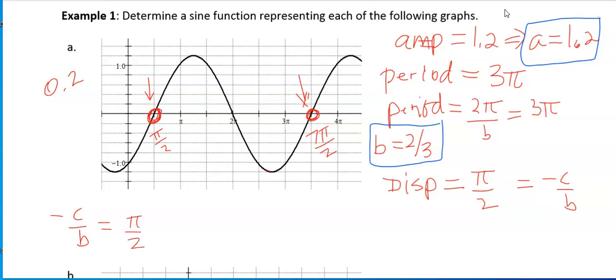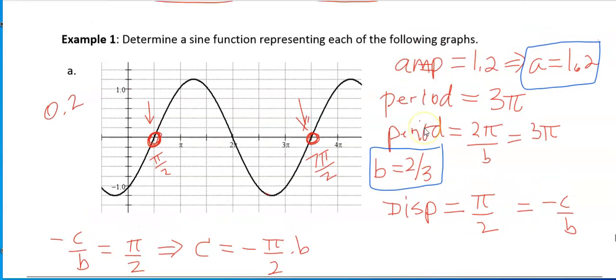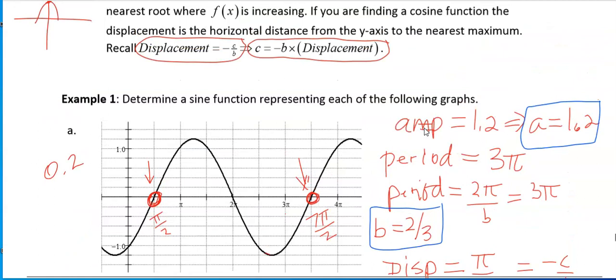All right, now you can multiply both sides by b. The b will pop up with the pi. You can also multiply both sides by negative 1. And if you do so, here's what you're going to end up with. C is equal to negative pi over 2 times b. Now that's what they're showing you. Let me just go back up a little tiny bit. That's what they're showing you right there.